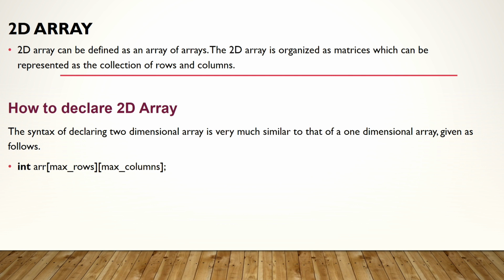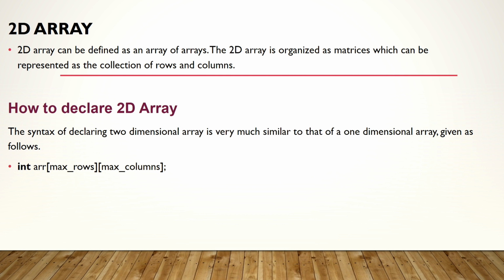So now coming to the 2D array. So what is a 2D array? A 2D array or two-dimensional array can be defined as an array of arrays. The 2D array is organized as matrices, which can be represented as the collection of rows and columns. However, 2D arrays are created to implement a relational database look-alike data structure. It provides ease of holding bulk of data at once, which can be passed to any number of functions wherever required.